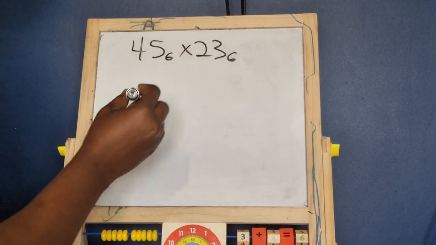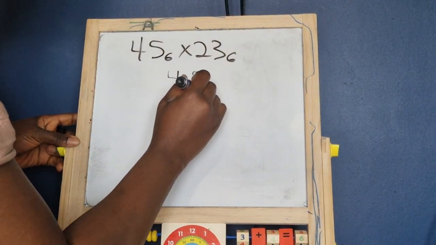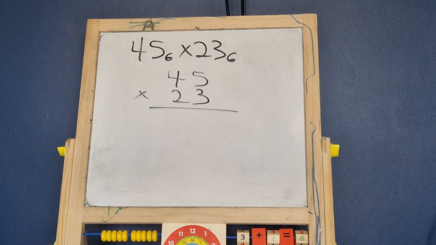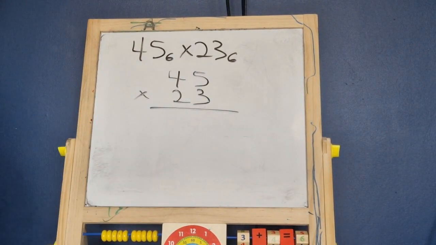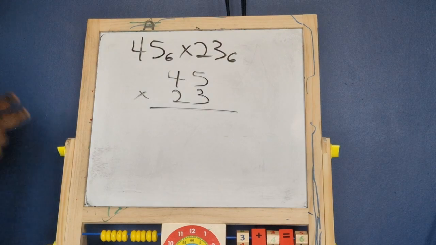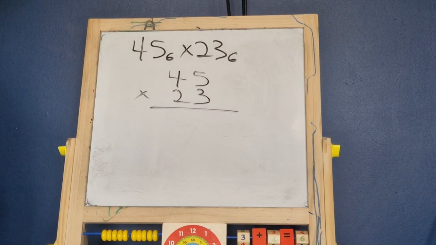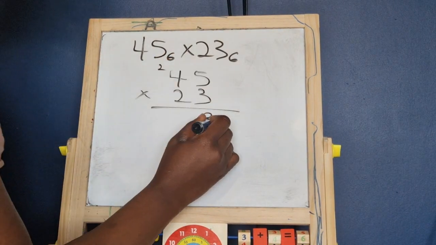Now let's multiply 45 in base 6 times 23 in base 6. For us to multiply, 5 times 3 is 15. How many times, because we are working in base 6, so we say how many times will 6 go in 15? 6 will go in 15 2 times, remainder 3. We put the 2 here, we write the remainder.